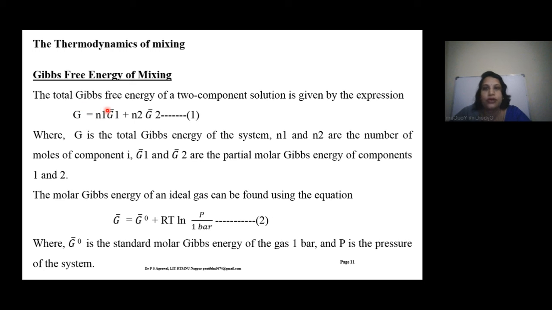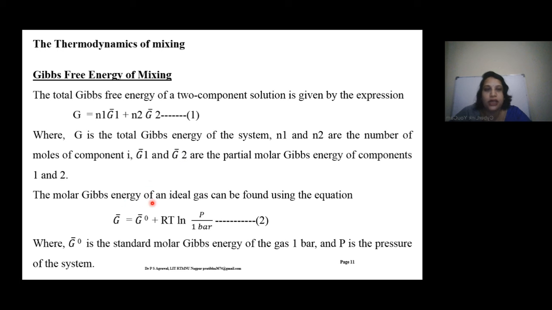The total Gibbs free energy of a two component system is partial molar property 1 plus partial molar property 2, with the number of moles of the component taken into consideration. Just like we have seen in the first unit, V is not equal to V1 plus V2, it will be N1 V1 plus N2 V2, like this, where G is the total Gibbs free energy, N1, N2 are numbers of moles, and G1 bar, G2 bar are the partial molar free energies, which we call chemical potential.